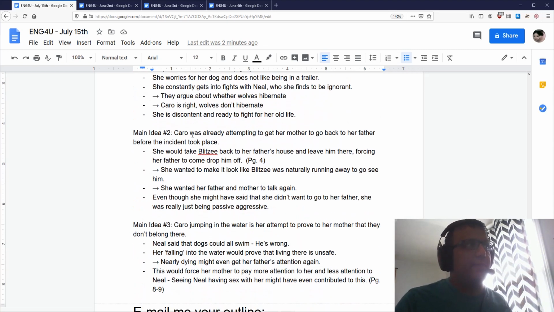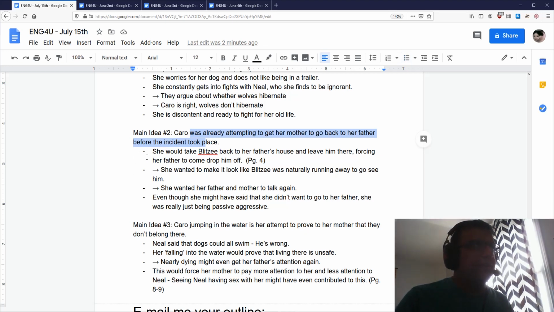So let's keep going here. Main idea number 2, Carol was already attempting to get her mother to go back to her father before the incident. And then I lay out these points in point form. 1, 2, 3, 4. About 4 points per paragraph are going to be enough.